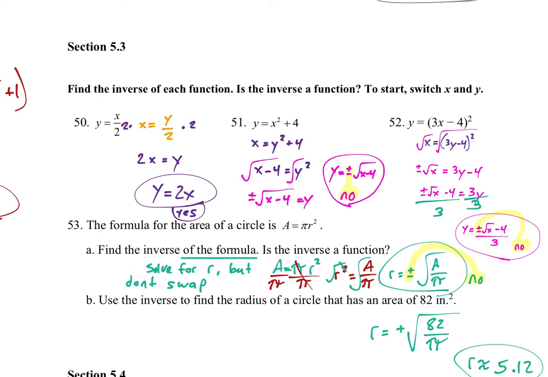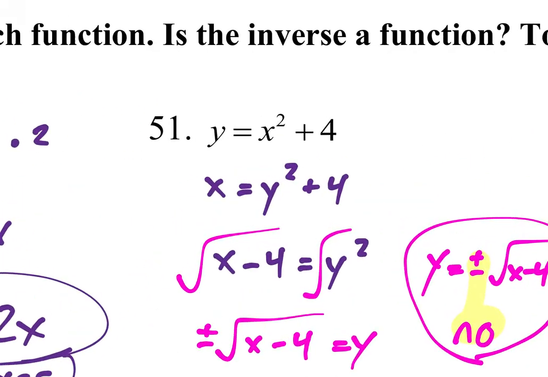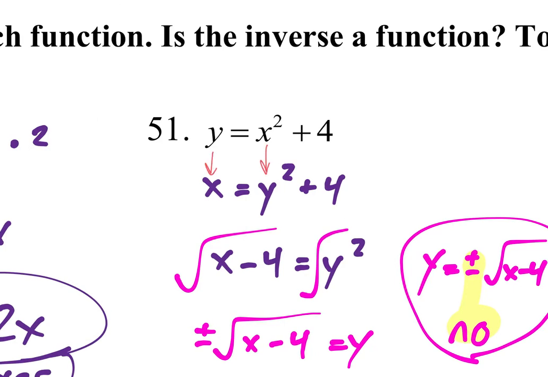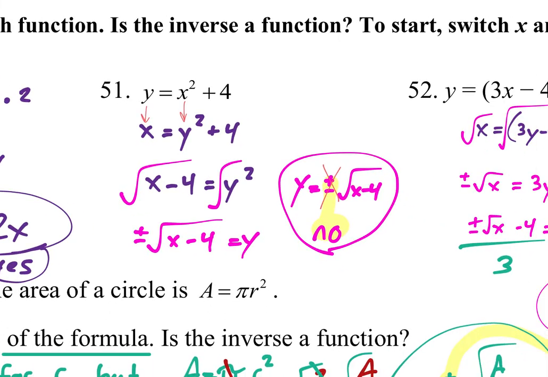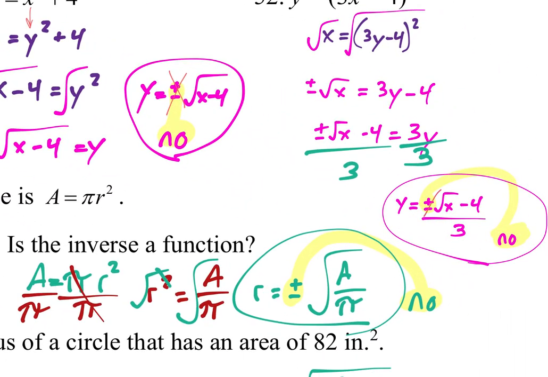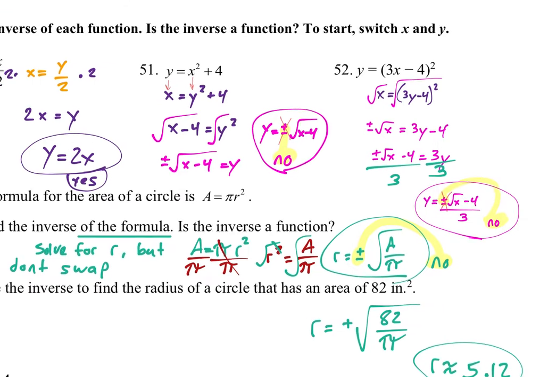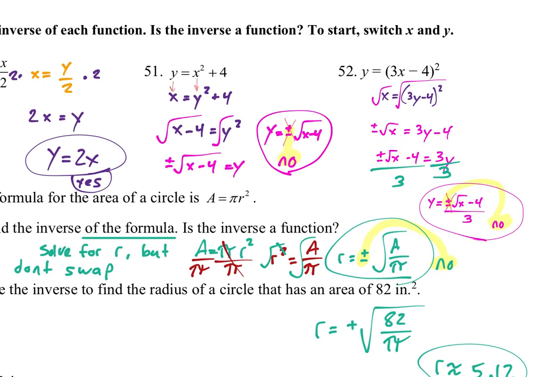Okay. So for 5.3, that was us finding the inverse. And the first step on finding the inverse was you swap the two variables, so you switch x and y, and then you re-solve. So you can see here, like on 51, y became x, x became y. I re-solved. Now notice that we do not want the plus or minus symbol. Don't put those there.